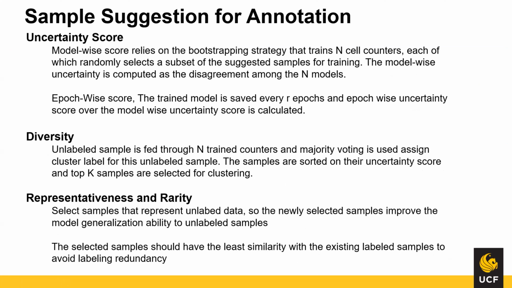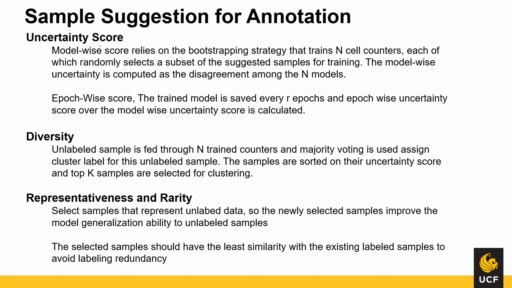So going into the suggestive sample, the sample suggestion for annotation. This is actually one of the main features of this paper. The trained cell counter, which estimates the density map and the cluster label, and that information is used to capture or suggest the samples for annotation. And it's based on three different features or methods. The first is the uncertainty score.